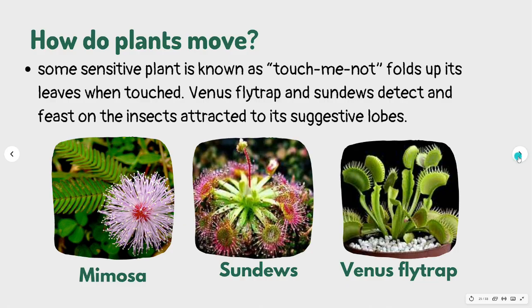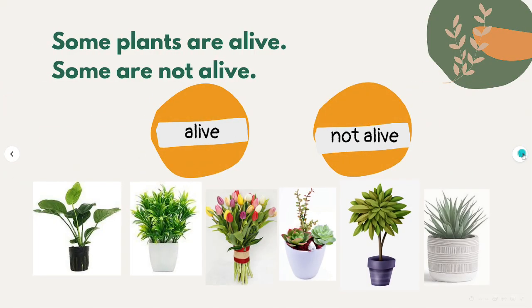Just remember, some plants are alive and some are not alive. Look at these plants. Sort the plants into 2 groups, alive and not alive. Now let's discuss how do you know which plant is alive and which plant is not alive. Okay, know that plants are living things, so these plants are alive simply because they move and they grow. And these plants are not alive because they are only artificial plants, meaning materials are made from plastic and fabric.